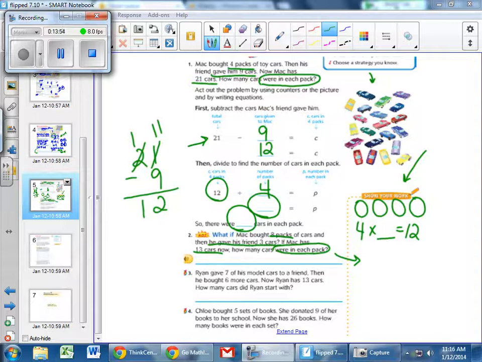Okay, your next one. Ryan gave 7 of his model cars to a friend. Ooh, that was poor underlining. Gave 7 of his cars to a friend. Then he bought 6 more cars. Ryan now has 13 cars. How many cars did Ryan start with?